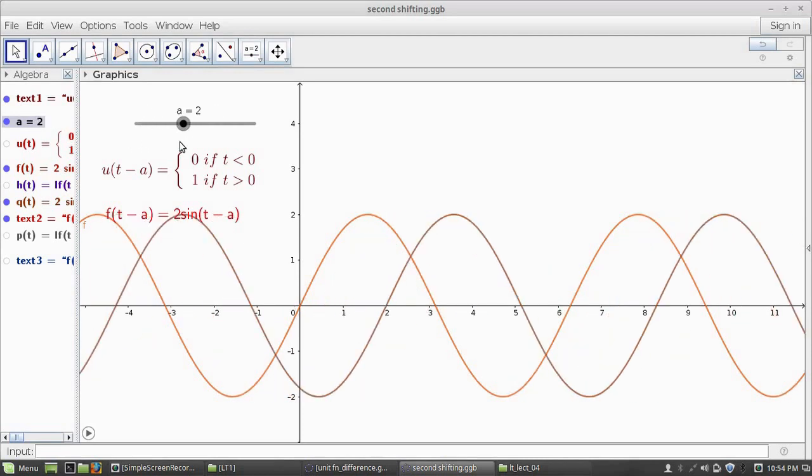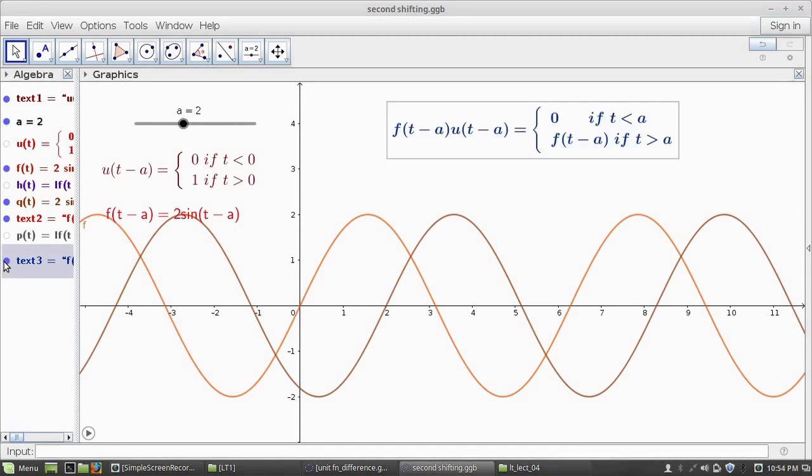Next we are applying the second shifting theorem. Then what is f(t - a) into u(t - a)? The f(t - a) u(t - a) will be 0 if t is less than a, and f(t - a) if t is greater than a. That means this product f(t - a) u(t - a) switches off the portion of the graph below t = a, and after that it has the value f(t - a).